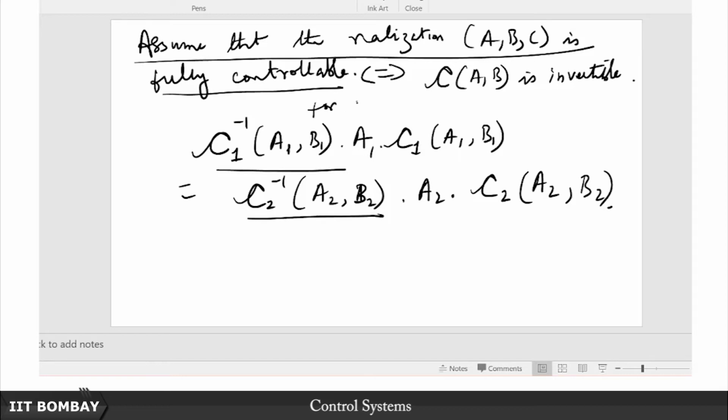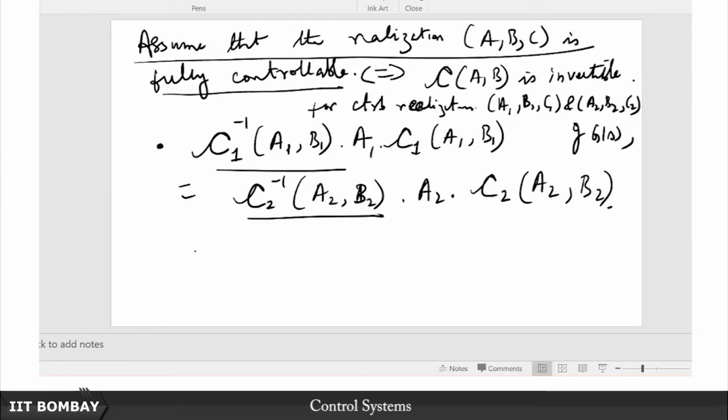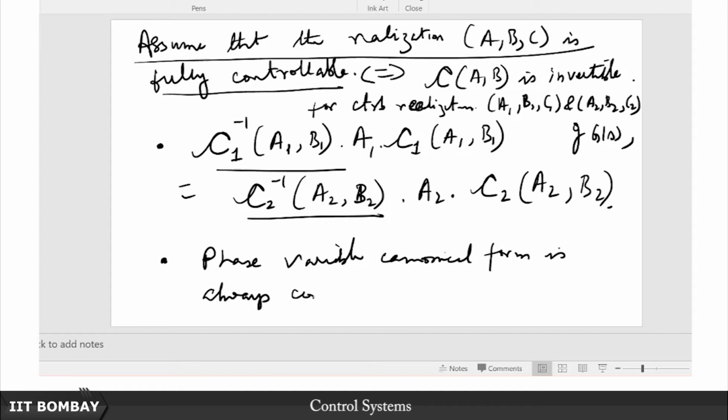So for controllable realizations A1 B1 C1 and A2 B2 C2 of G(s), we have this condition, right, we have seen this. So now the second observation we will make is that the phase variable canonical form is always controllable, yeah, this also we have seen.